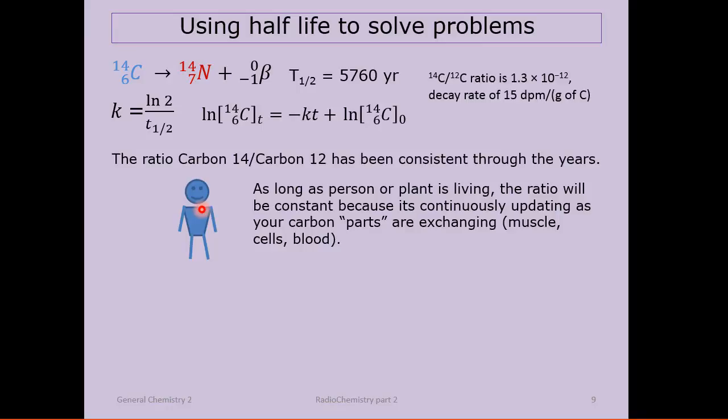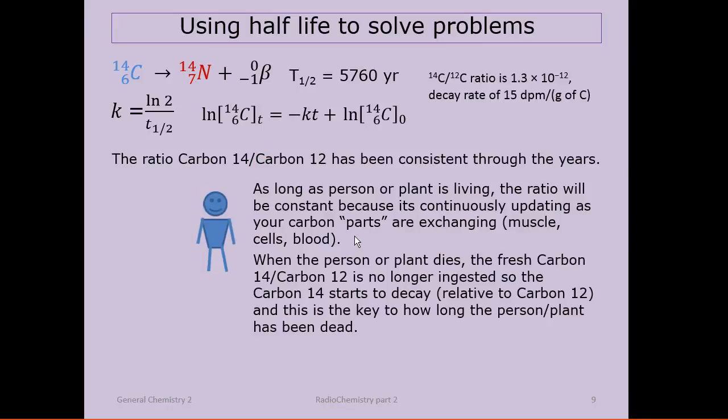So as long as that plant is alive, it's exchanging that carbon consistently enough that that ratio is going to be the same. So as long as that person is alive, they have very little decay, and so they get a fresh load of carbon. So when the person or plant dies, the fresh carbon-14 to carbon-12 is no longer ingested, so the carbon-14 starts to decay relative to carbon-12. And this is the key to how long that person or plant has been dead.